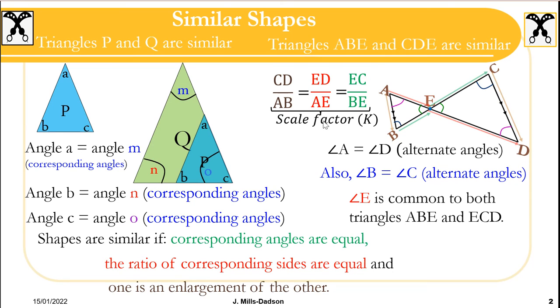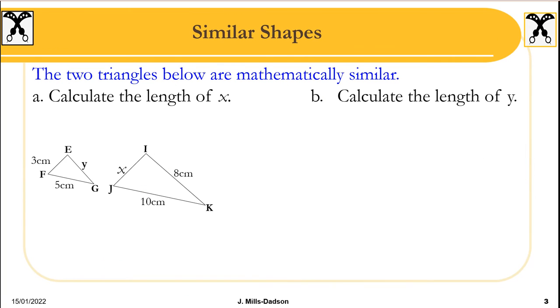And when you work out the scale factor from corresponding lengths or sides, we will represent that by K. Corresponding side by side is represented by K. That's the letter we use to represent it. And let's see how to use the scale factor to work out missing lengths. In this question, we're supposed to work out Y and X.